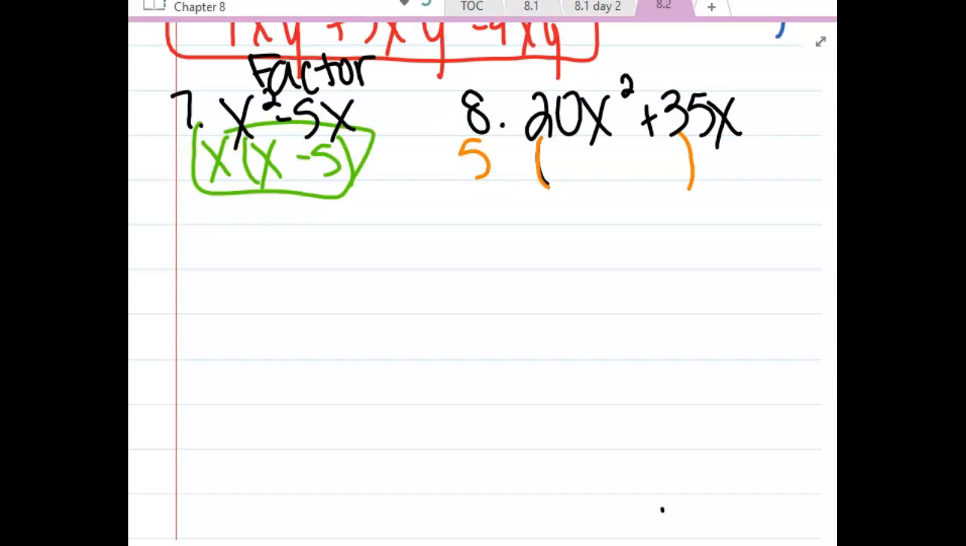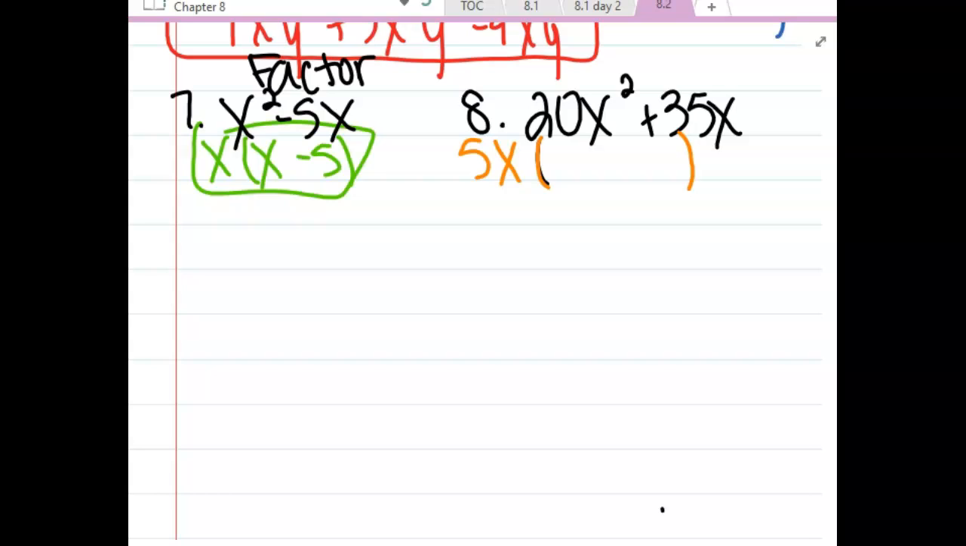Then you're going to look at the variables. And remember, you want to factor out as many variables as you possibly can, right? So I would like to factor out an x squared, right? Because I could take an x squared from that first term. But you see the second term? It just has an x. I can't take an x squared. It doesn't have an x squared. So you can only take out an x. So you're going to factor out a 5x.